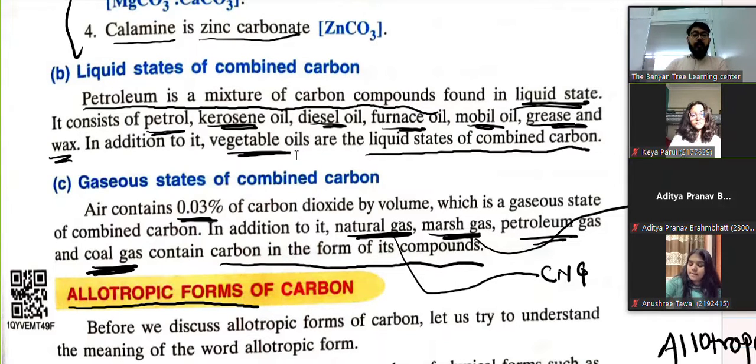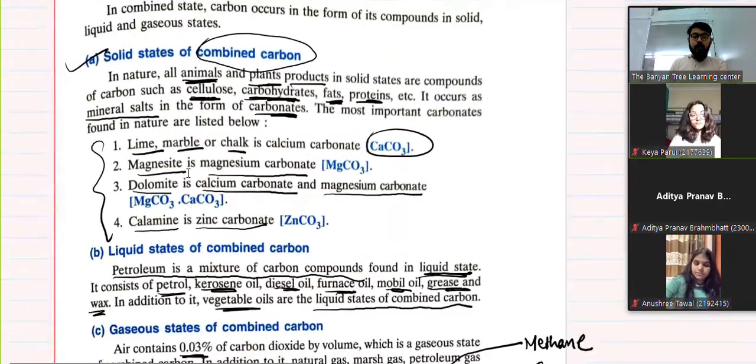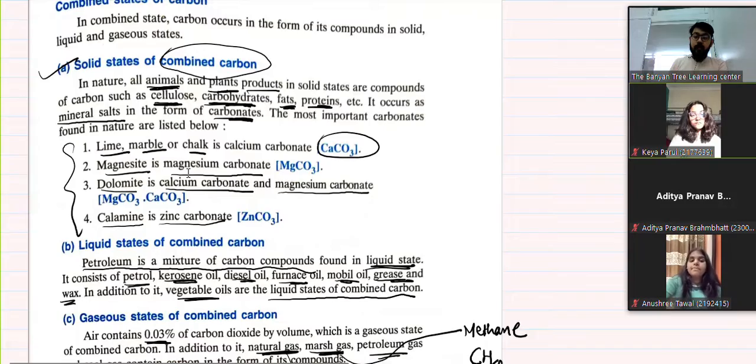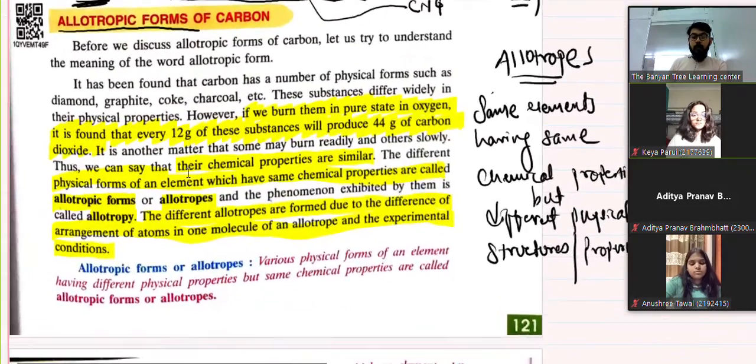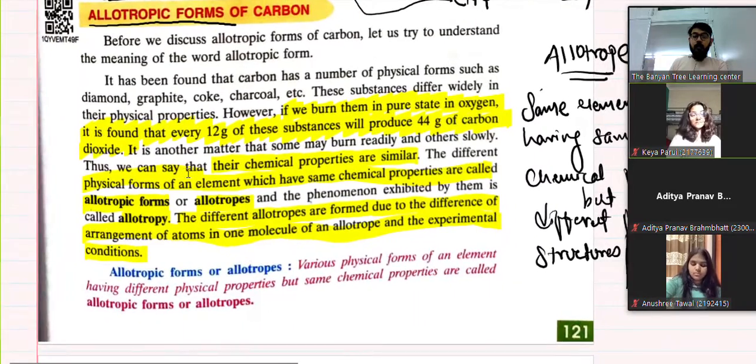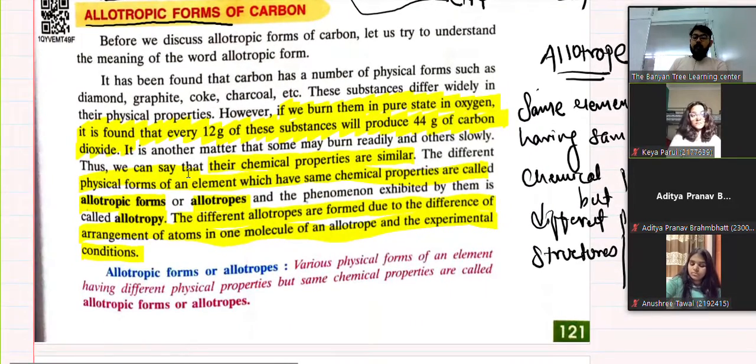In gaseous state, air contains a lot of carbon: carbon dioxide, methane, petroleum gas, coal gas, they all have carbon. So carbon not only occurs in solid state but also in liquid and gaseous state, not only in free form but also in combined form around you. Now, there is one new term which you have to study in this chapter, which is known as allotropes.